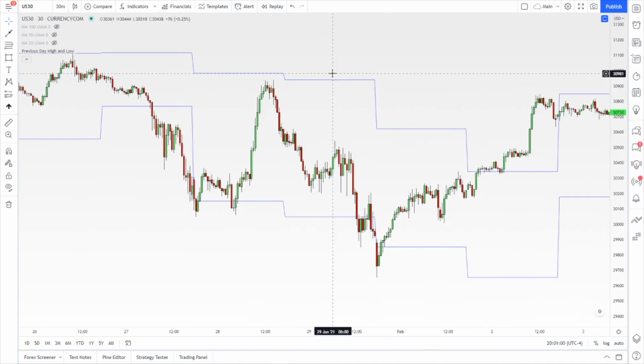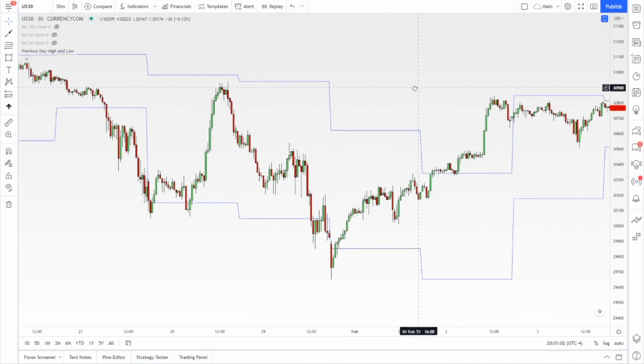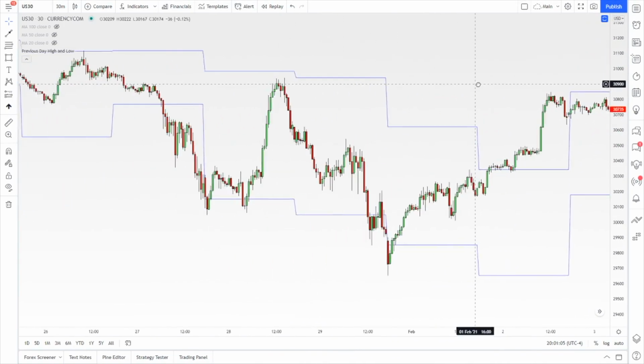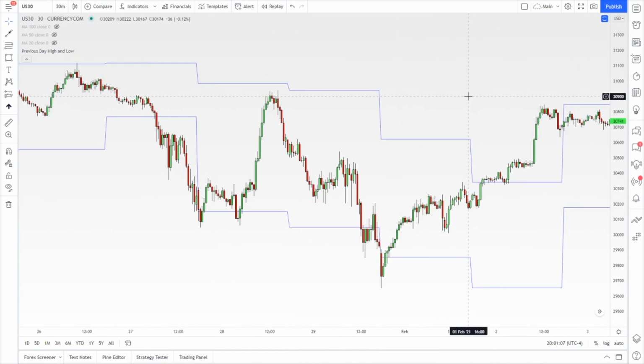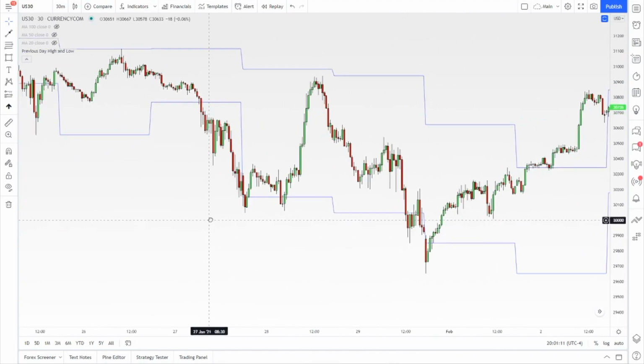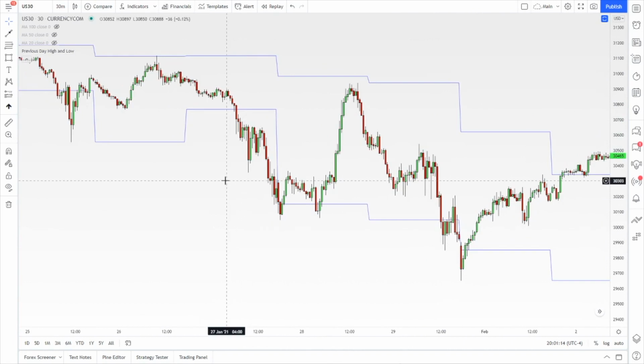So how do we actually get involved with some of the big moves that we see happening in the US30? Because some of those moves are incredible, but if you're on the wrong side of them, it's no fun. So what I'm going to do is show you a strategy that hopefully will get you into some of these trades.